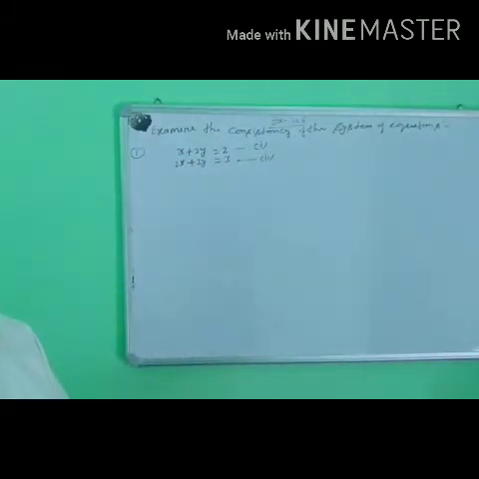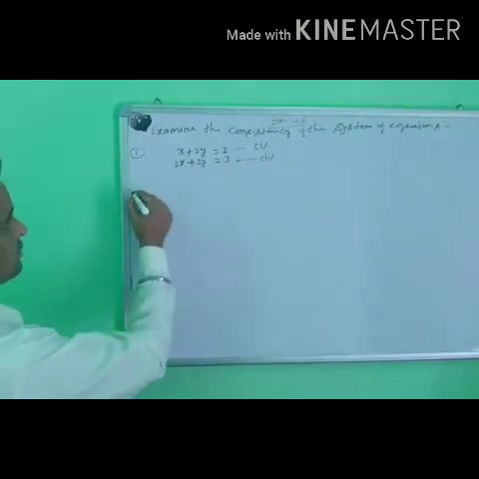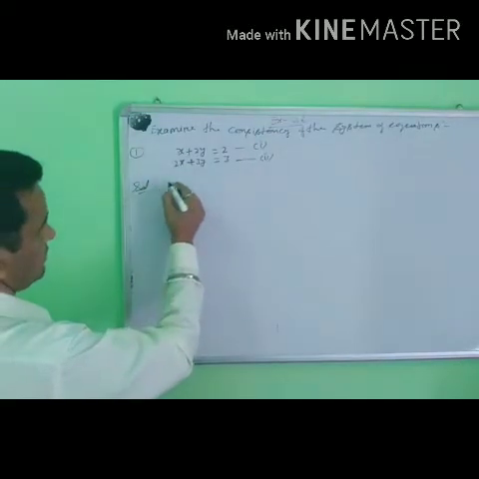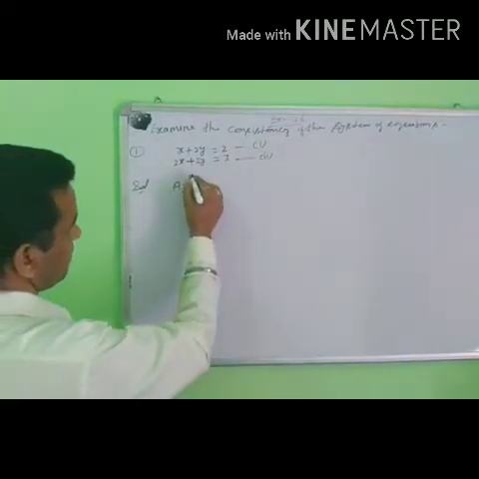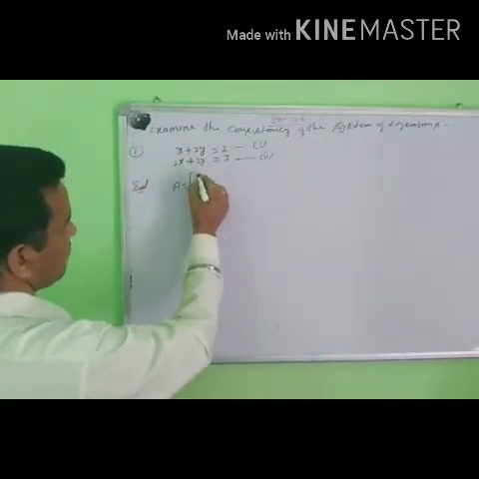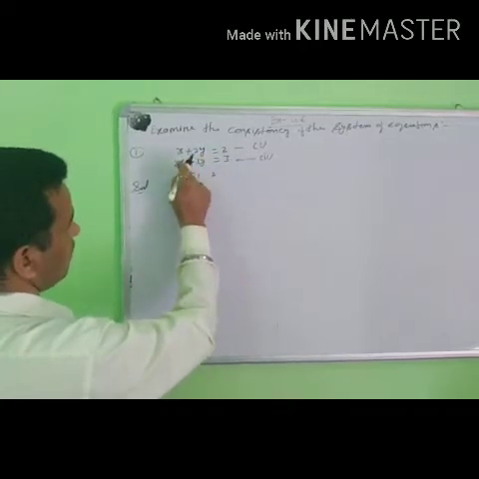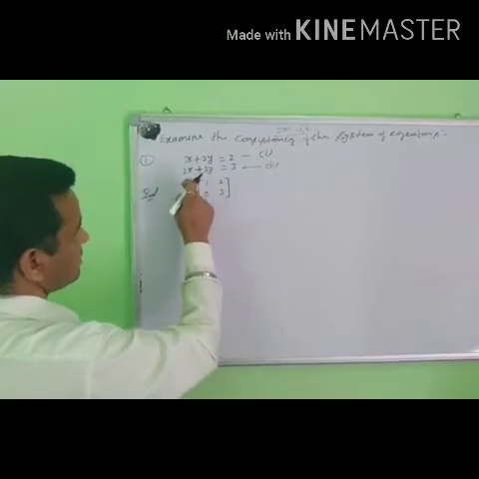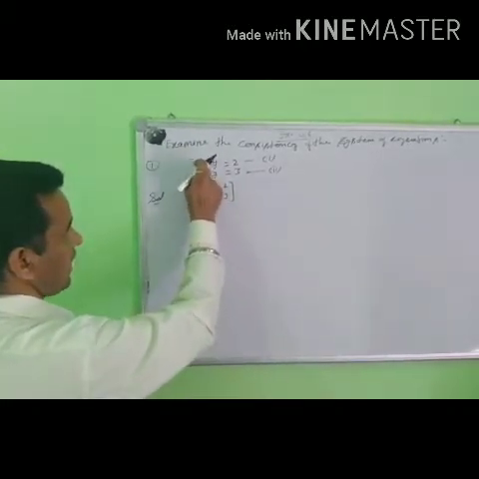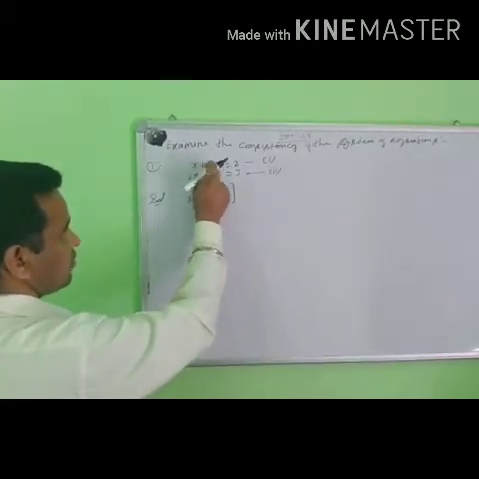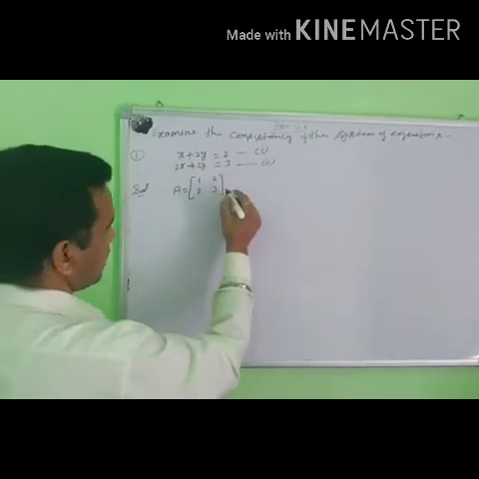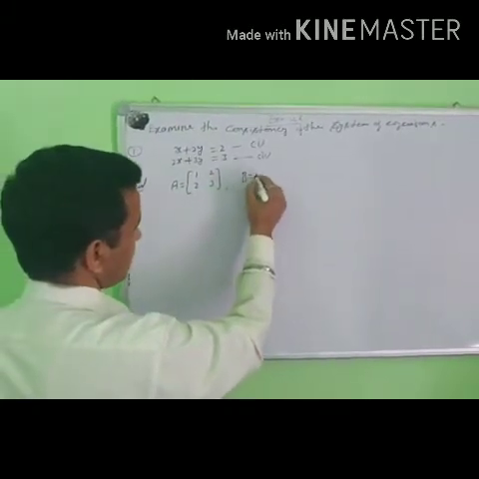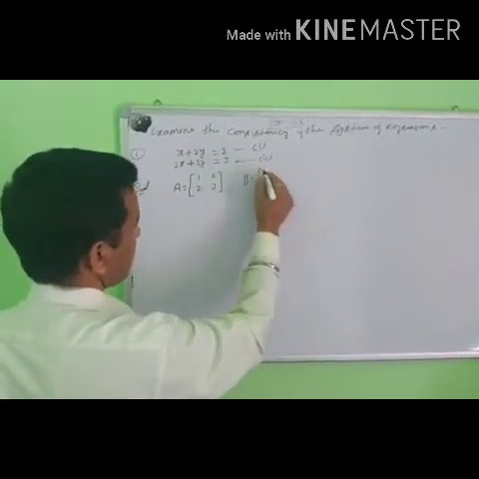Now how to check it? Look here, the solution starts here. First, convert to matrix A: the coefficients of x here are 1 and 2, and the coefficients of y here are 2 and 3. So matrix A is made of the coefficients of x and y, first row and second row. After that, this is the B matrix here, 2 and 3.